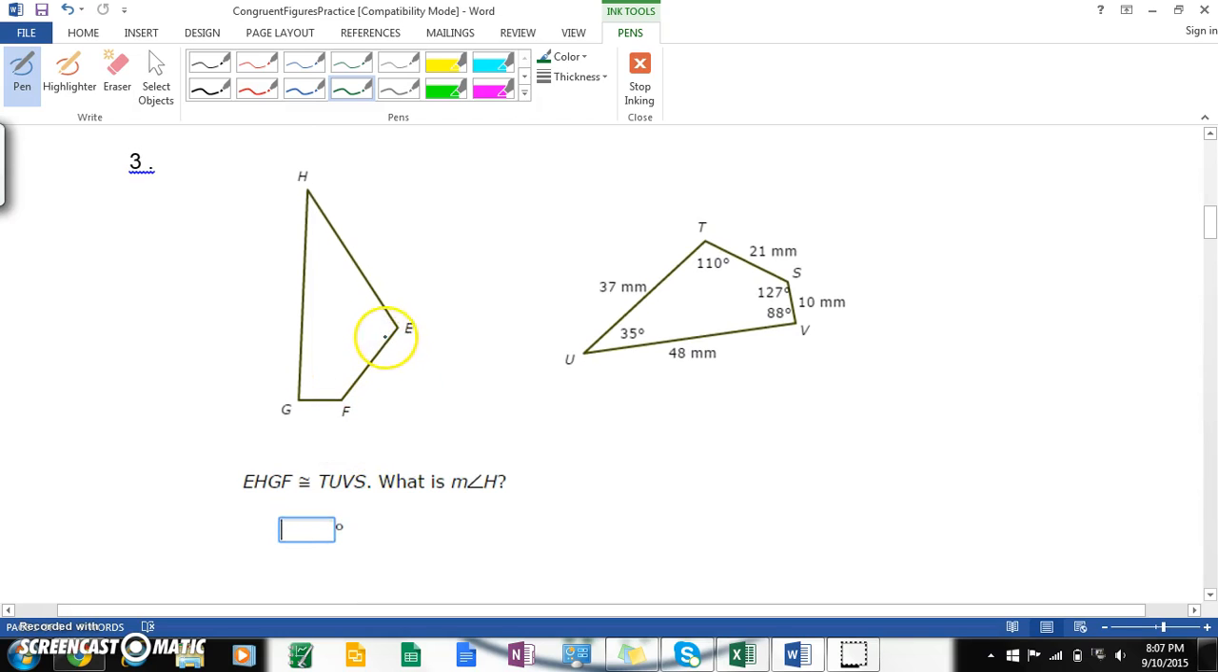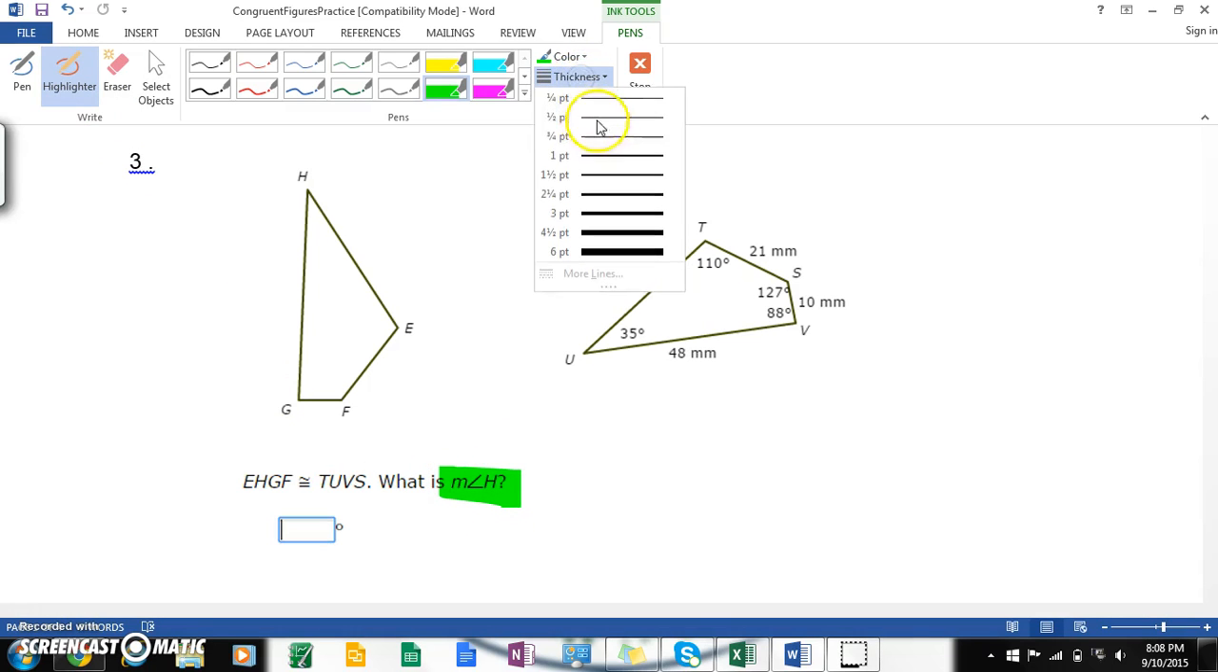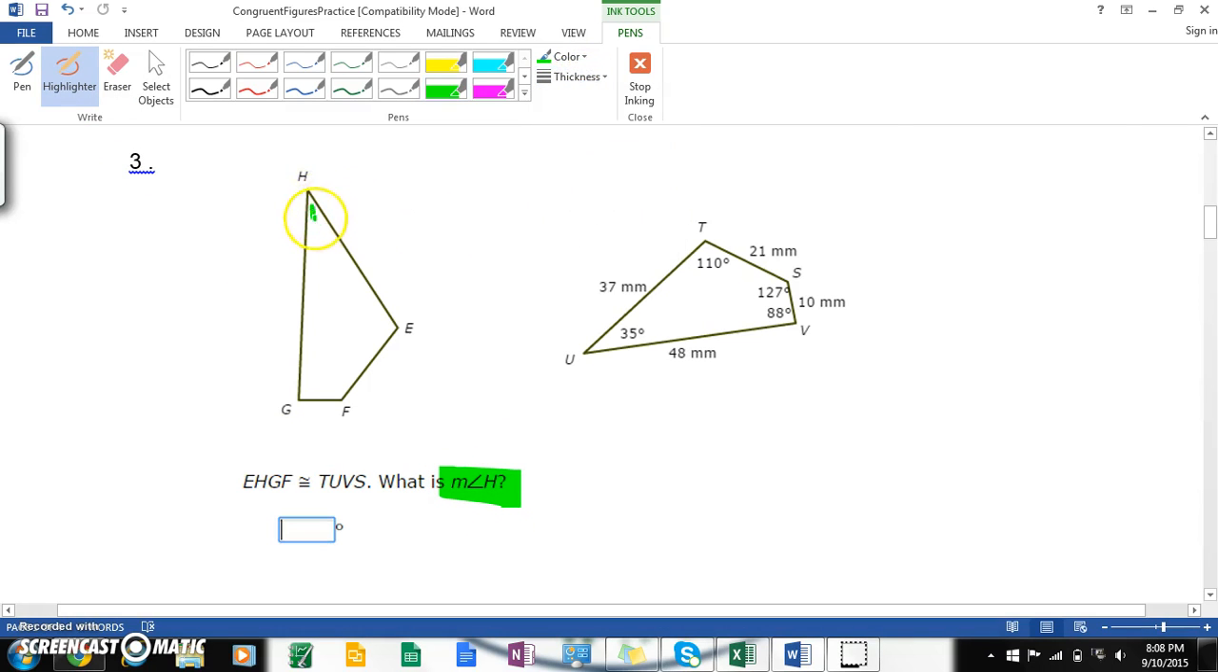Number 3 involves something a little different. It tells you that these shapes are congruent, and it gives you the symbol for that. It asks, what is the measure of angle H? We know that angle H is going to be this angle measure right here. Since they are congruent, they're going to be the same size, same shape, same angle measure. But what you have to do is pick out of these angles which one is going to match up with angle H.